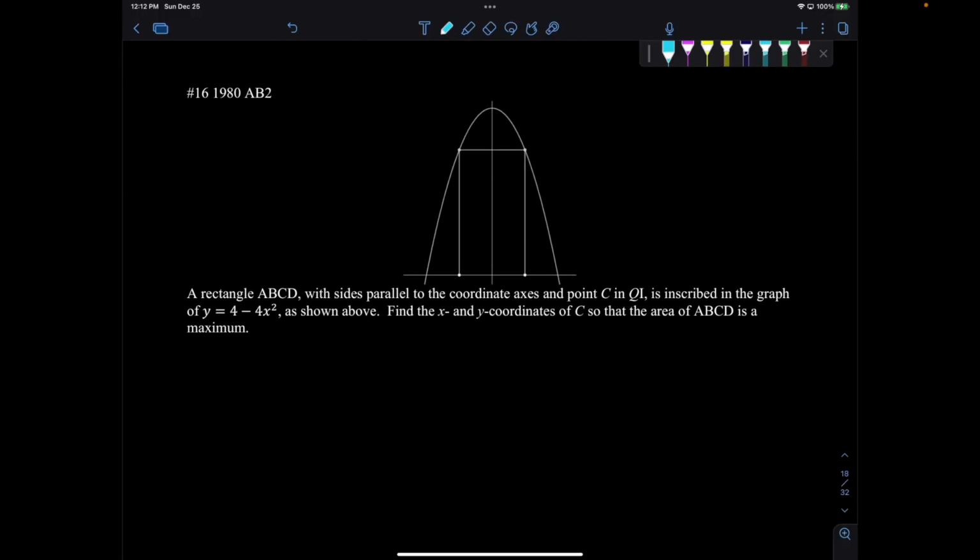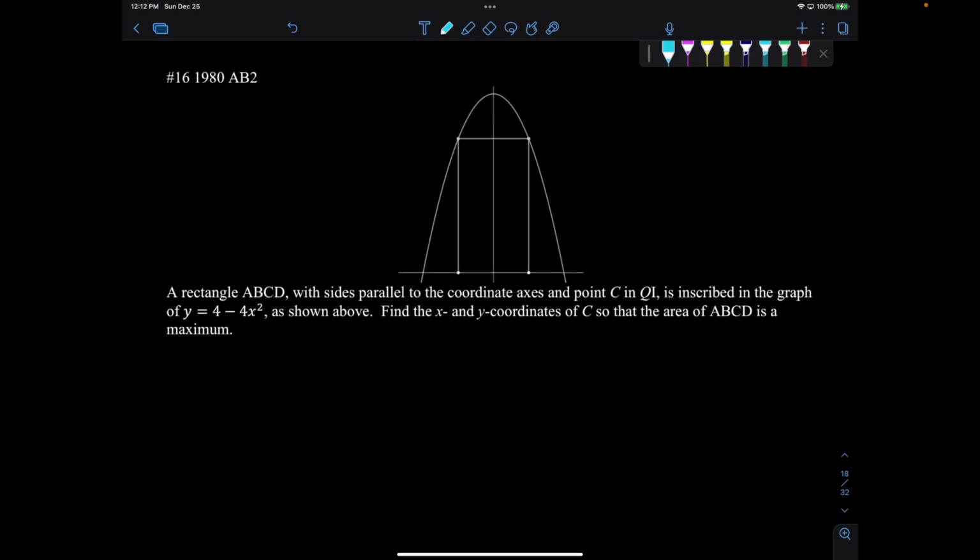Next up, number 16. All right, so now we're going to start doing some sort of applied maximum minimum problems as far as the AP exam is concerned. I will say that the traditional max min problems don't show up on the AP exam as much as they used to, which some people like, some people don't like. Up to you how you feel about it. Let's try to answer this.